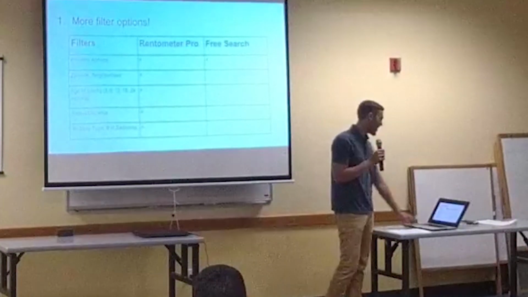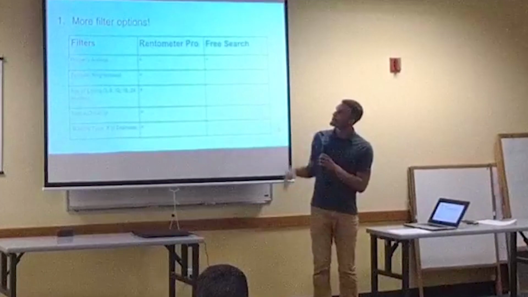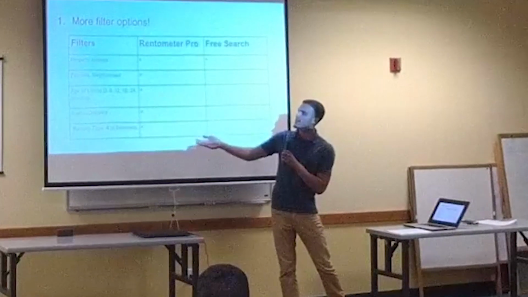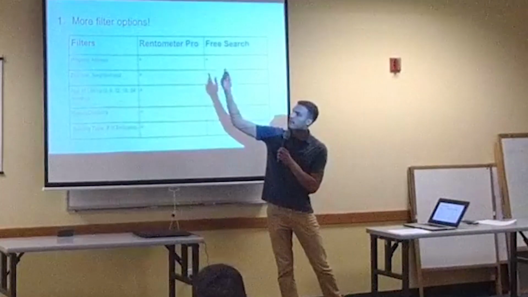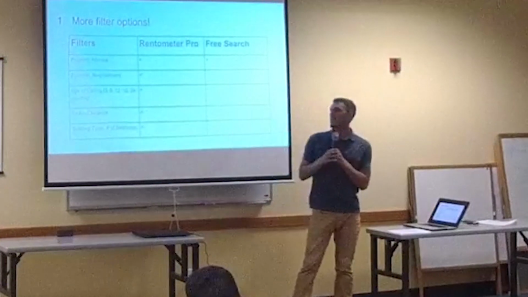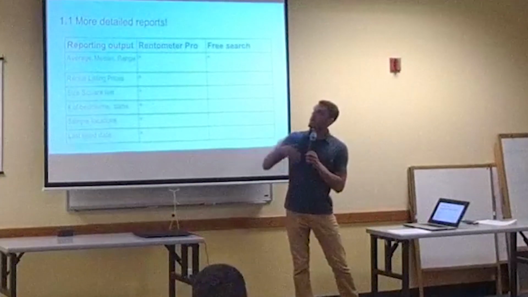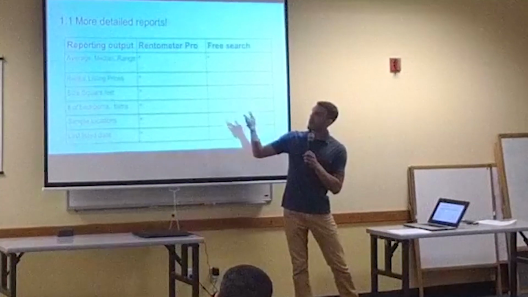I don't know how long that will last, but so yeah, this is just sort of a chart comparing the two. And as you can see, this is a lot more robust. You're going to have the opportunity to filter by property address, zip code, neighborhood, age of the listing, radius, distance, building type, and bedrooms. And then your reports are going to be a lot more robust when using Rentometer Pro.